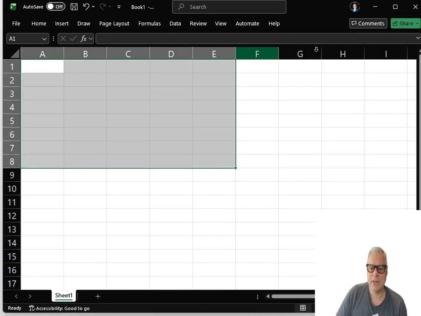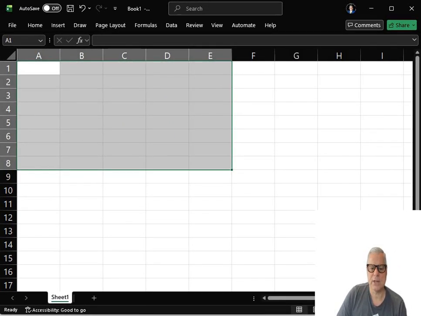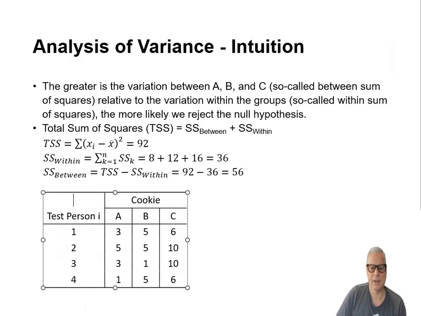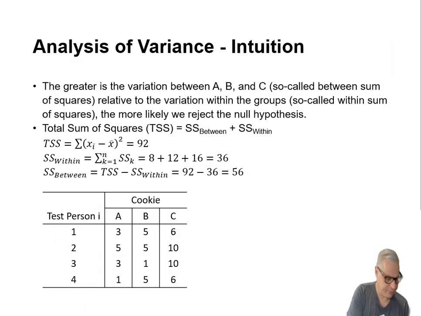So I hope that brief example made it clear. So we have in ANOVA different sources of variance or variation, and so we have the total sum of squares, and the total sum of squares simply looks at all the differences from the overall mean. So what is the overall mean of all the cookies?